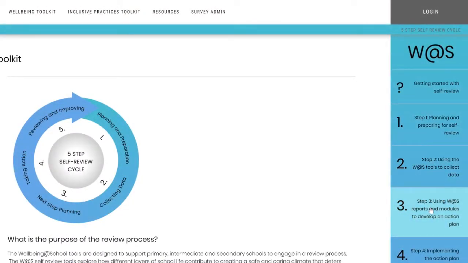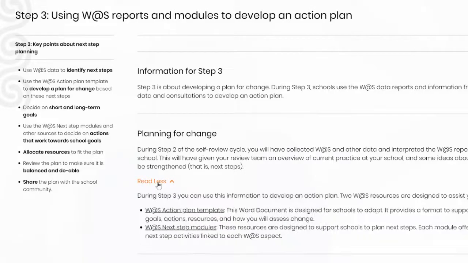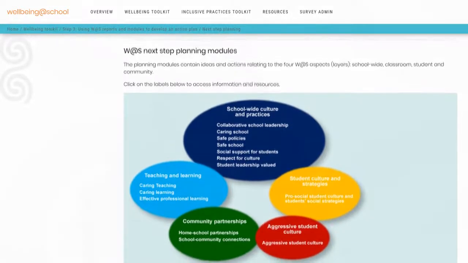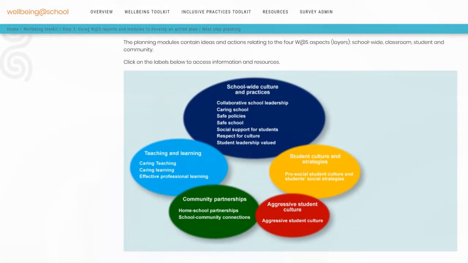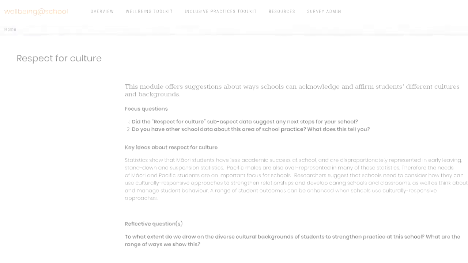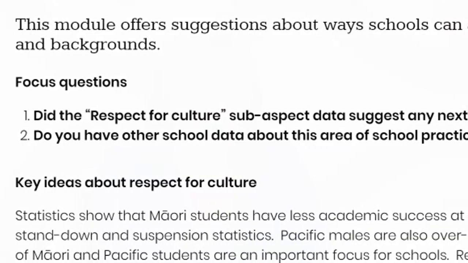It's time for step 3 in the toolkit. Under the section Planning for Change, you'll find 2 resources that schools find really useful in trying to work out what they're going to do next. So the next step modules contain actions and questions to help you move through the area that you've chosen to focus on. When you click on any one of these sub-aspects, there's a page to support you with focus questions.